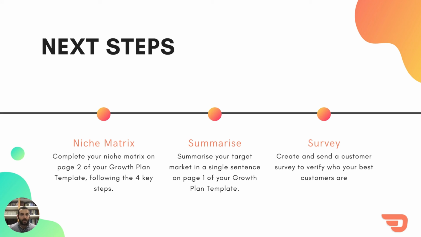And there you have it. That's your target market process. Quickly summarize your steps. Number 1, niche matrix. Complete that niche matrix on the second tab of your growth plan template, following those 4 steps that we discussed. 2, summarize. I'd like you to summarize your target market in a single sentence on page 1 of your growth plan template, and you'll see there's space for you to do that. And finally, your survey. Create and send a customer survey to verify who your best customers are, so you're sure that you're targeting the right people and maximizing your chances of success. Good luck.